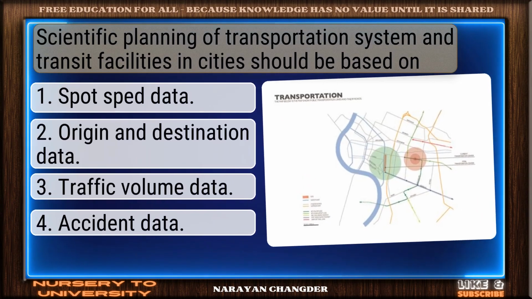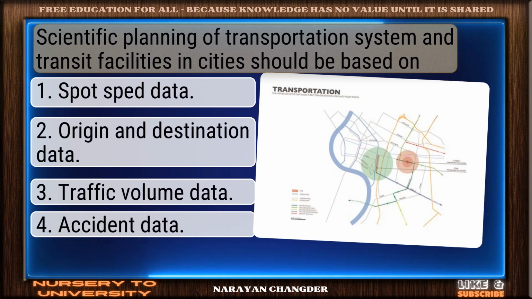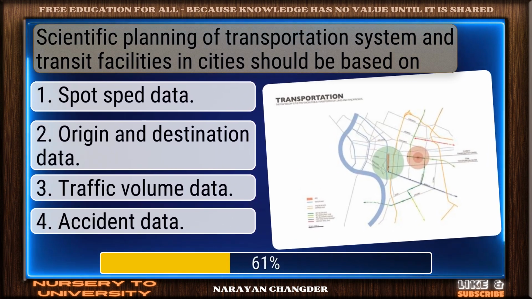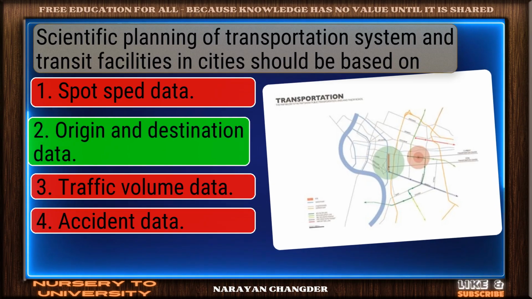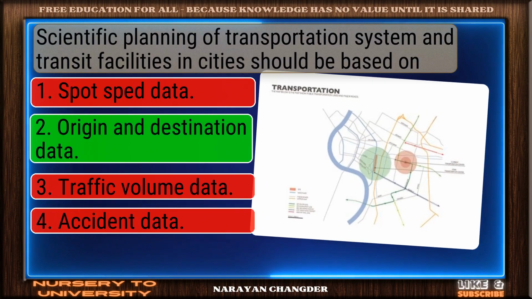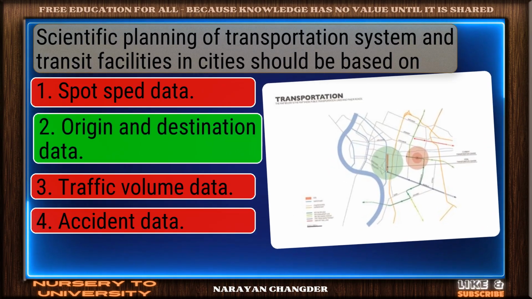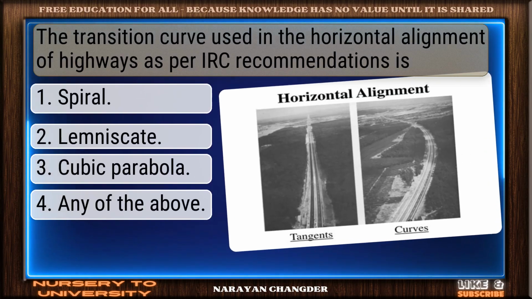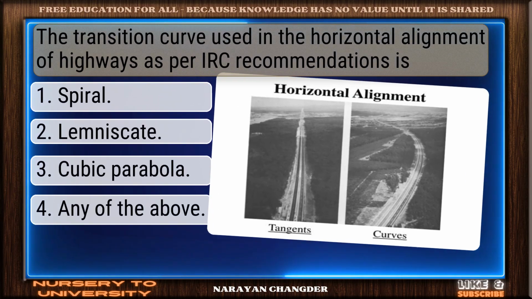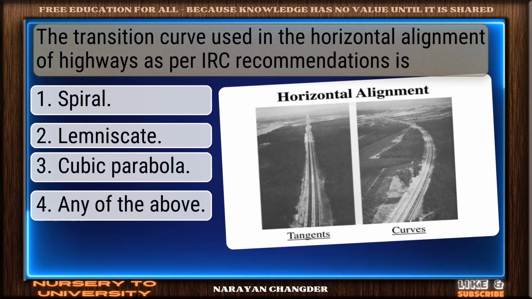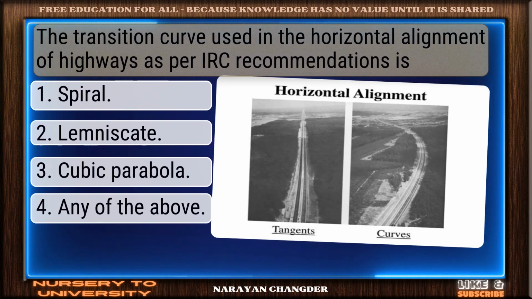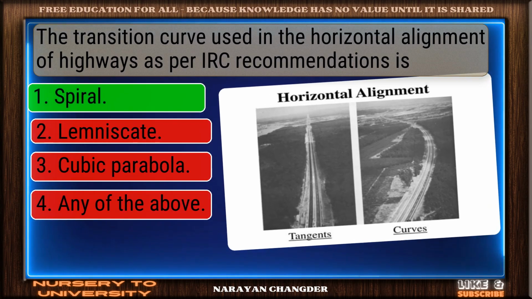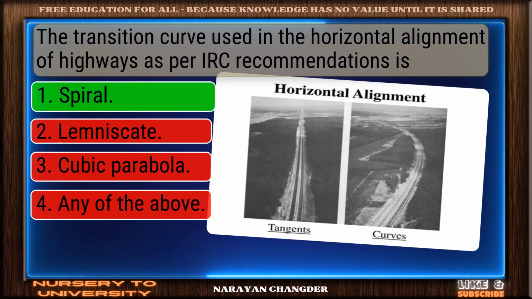Scientific planning of transportation system and transit facilities in cities should be based on... Clear logic. Your choice, origin and destination data, is sound and 100% true. The transition curve used in the horizontal alignment of highways as per IRC recommendations is... Solid response. Spiral is a valid choice.